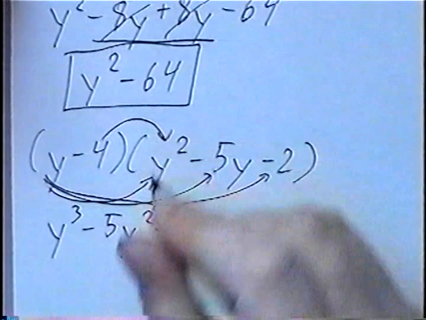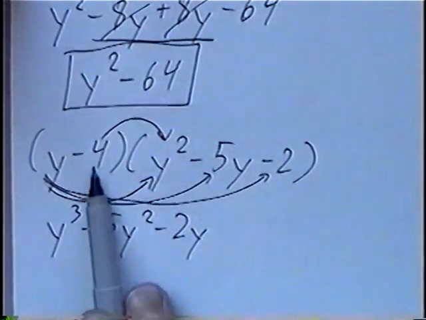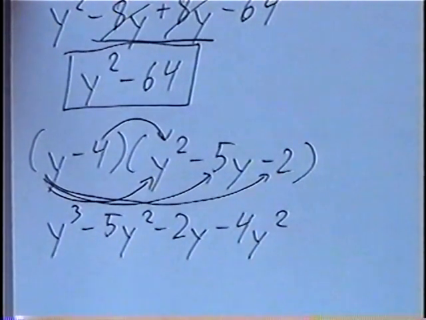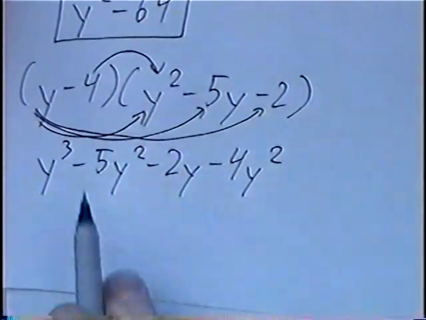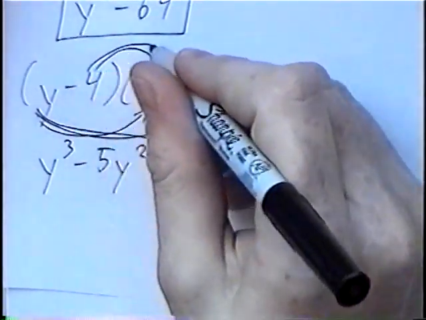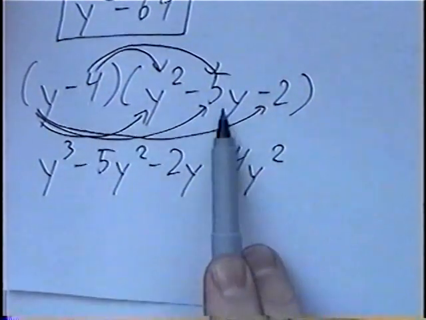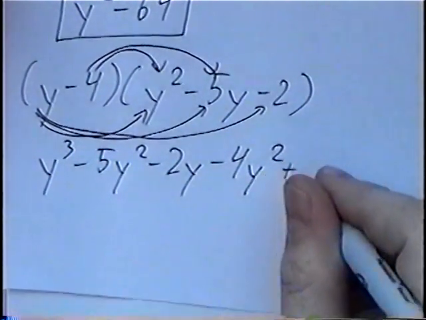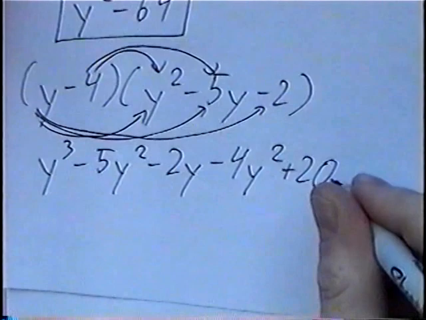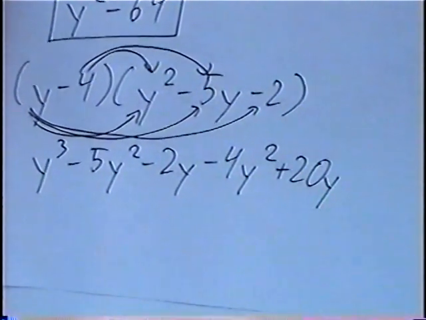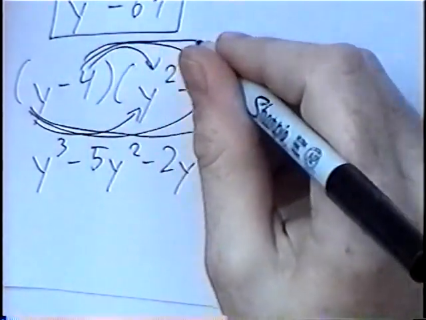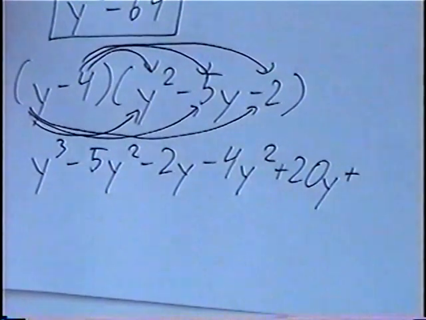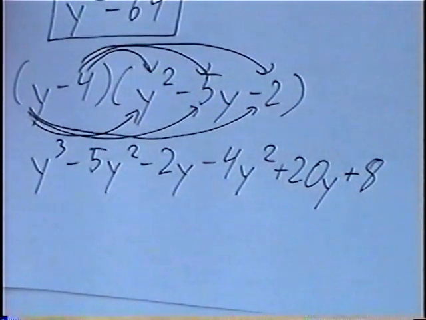So multiplying the negative 4 times the first term in the second parentheses, negative 4 times y squared would be negative 4y squared. Multiplying the negative 4 times the second term, negative 4 times a negative 5y. Negative 4 times a negative 5 would be positive 20, and the y would stay on there, so positive 20y. And the last term, negative 4 times a negative 2. Two negatives multiplying would be positive, and 4 times 2 would be positive 8.